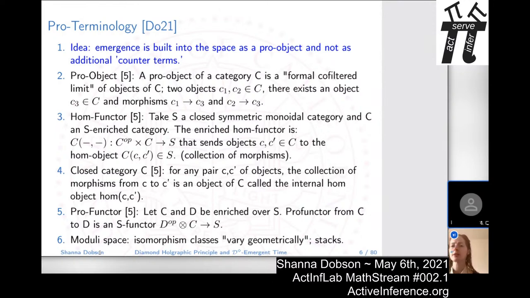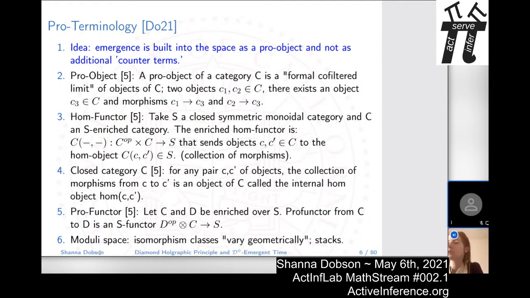So a pro object, there's a great reference called nLab that has all these definitions, so I'm pulling all these and lots of great lecture notes on any kind of pro object. So what is a pro object? A pro object of a category C is a formal cofiltered limit of objects of C. Roughly, what we mean by this is that for every two objects C1, C2 in C, you have a third object C3 in C that they both get mapped to. So it's self-contained. It's built into the structure. You don't have to go off and leave the category to find the limit.